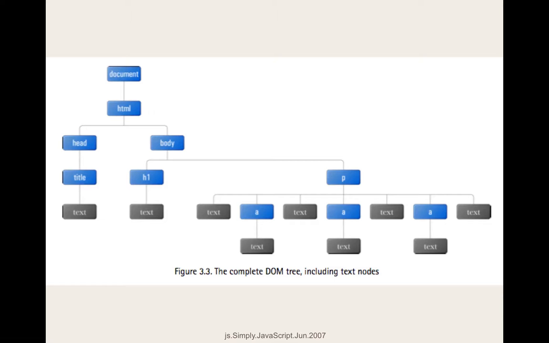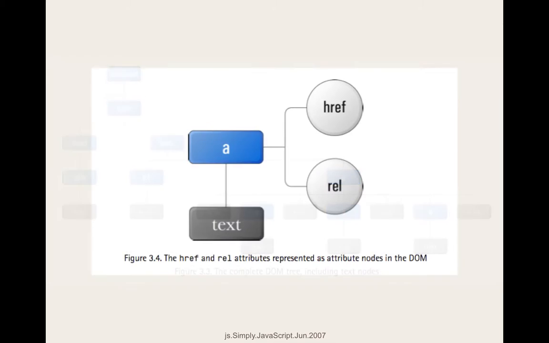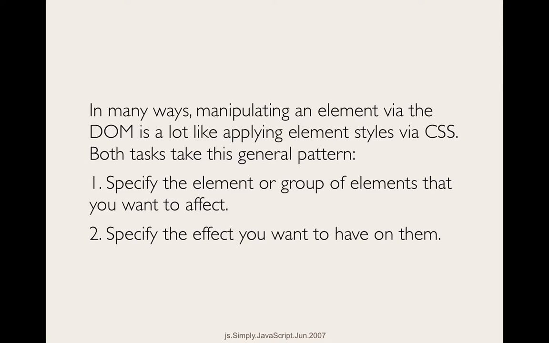There's one more small complication we need to think about: not only is there a text node for each anchor tag, but there are also attribute nodes. So we have element nodes, we have text nodes, and we have attribute nodes in the DOM. Things can get pretty complicated pretty fast with all these things flying around, but it becomes necessary to understand how all this works.